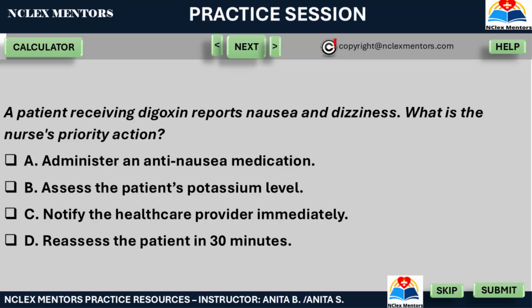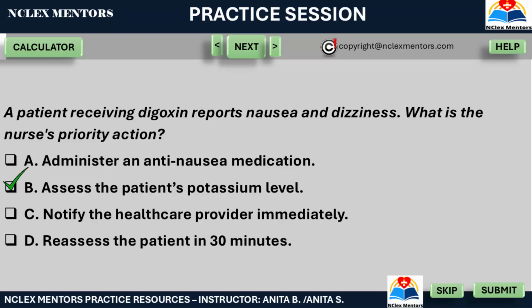The options given to you on the screen are: A. Administer an anti-nausea medication. B. Assess the patient's potassium level. C. Notify the healthcare provider immediately. D. Reassess the patient in 30 minutes. Correct answer: B. Assess the patient's potassium level.